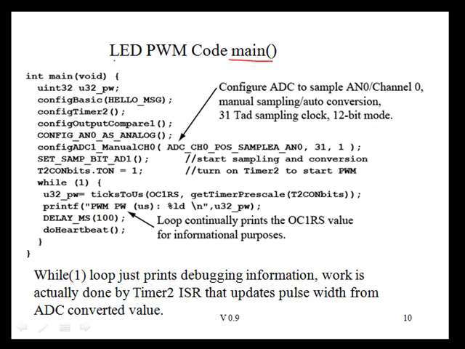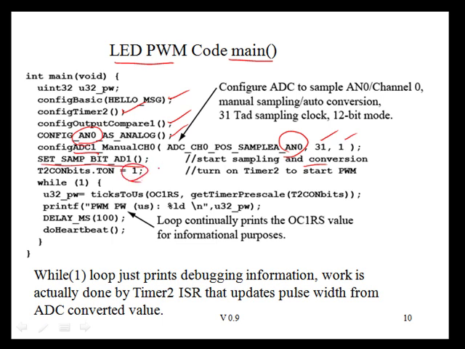This is the main code for our LED PWM example. We're going to call config basic. We'll config timer 2, configure our output compare module. Our potentiometer is connected to the AN0 pin, so we'll make sure it's an analog function. We'll config the ADC as we did before. Use AN0 for analog input, 31 clock sampling, 12-bit mode. Right here, we'll start the ADC sampling and conversion so that when the first interrupt occurs, it will have a value ready to be read.